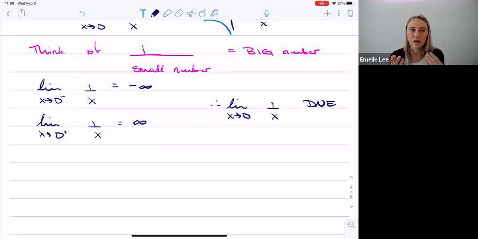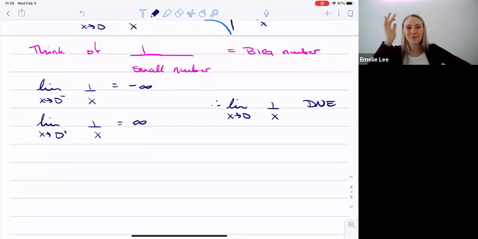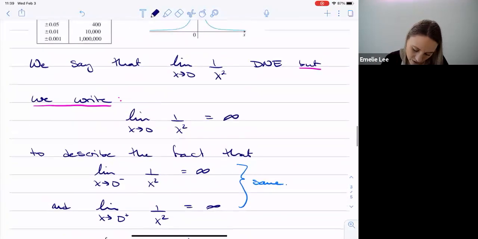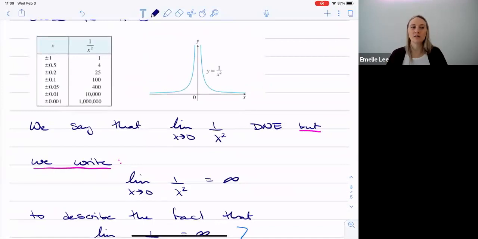because they're not the same, right? We've got these one-sided limits that we can talk about, but they're not heading in the same direction like they were earlier in 1 over x squared. And so we say that overall the limit doesn't exist. It's not behaving the same way.